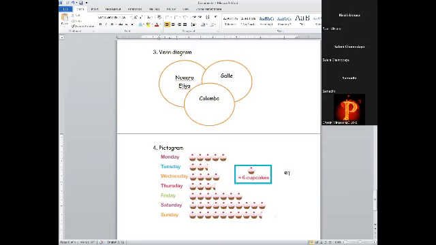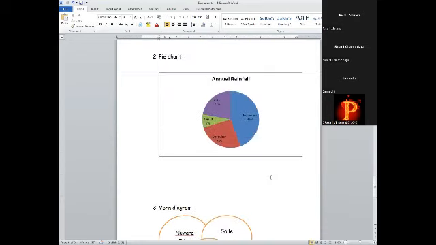Pictogram. It's a pictogram. That one you do it. Number? 2, teacher. Number 2? Yes. Okay.